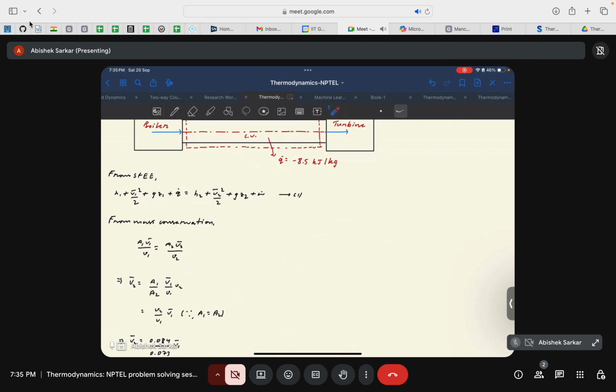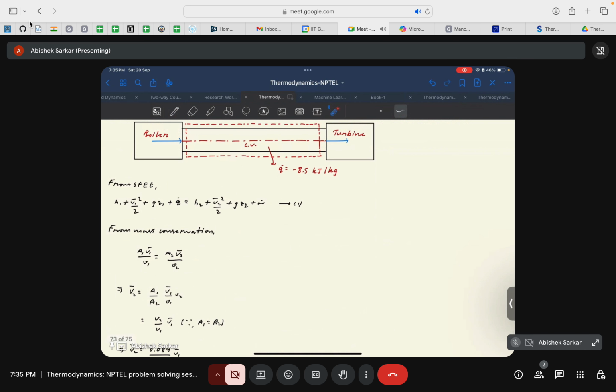Right. So that's to find the mass flow rate. In order to do that, let us consider the steady flow energy equation. For this case, we will have h1 plus V1 square by 2 plus gz1 plus Q dot equal to h2 plus V2 square by 2 plus gz2 plus W dot. And here again, you can take W dot equal to 0 because there's no work interaction being done. All these terms are already mentioned.